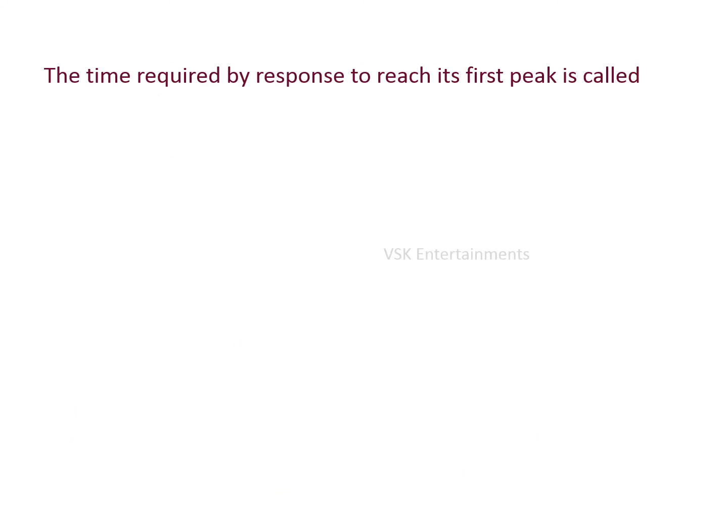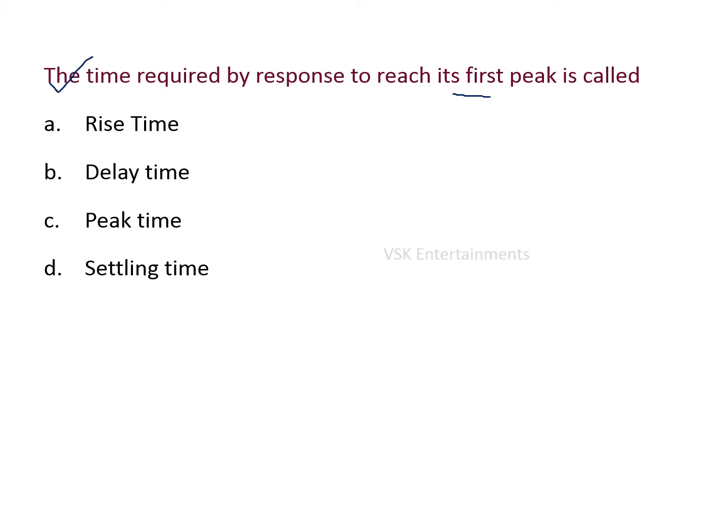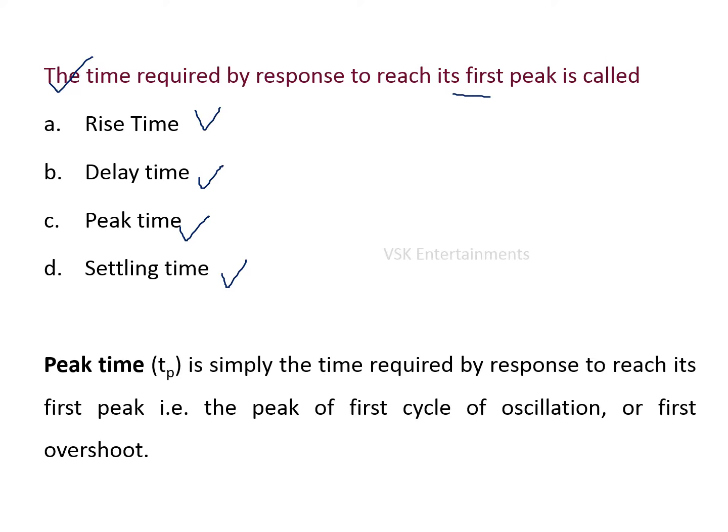Coming to next bit, the time required by the response to reach its first peak is called, options are rise time, delay time, peak time and settling time. Here peak time is defined as the time required by the response to reach its first peak. So option C is the right answer. So time required by the response to reach its first peak is known as peak time.